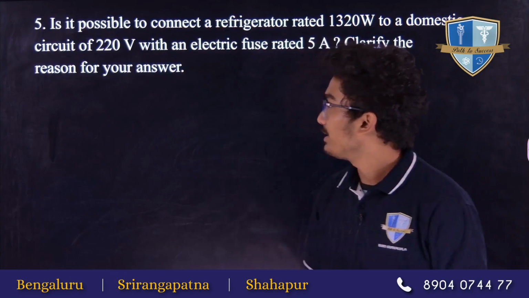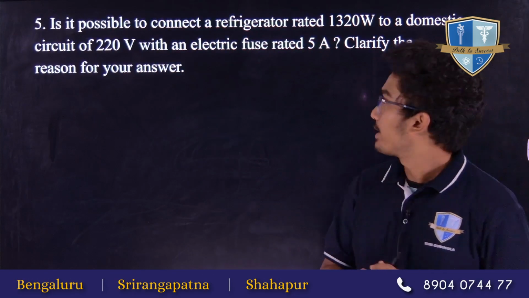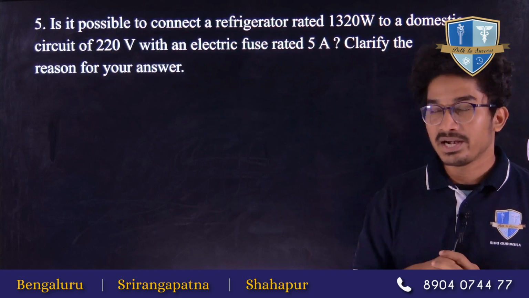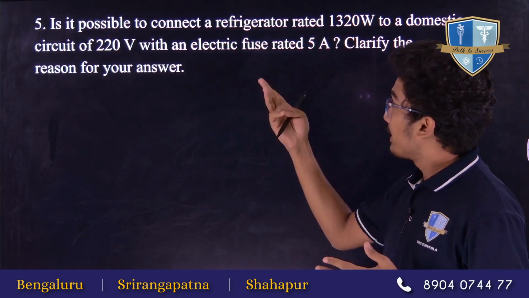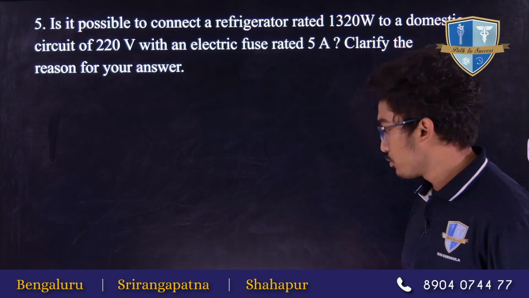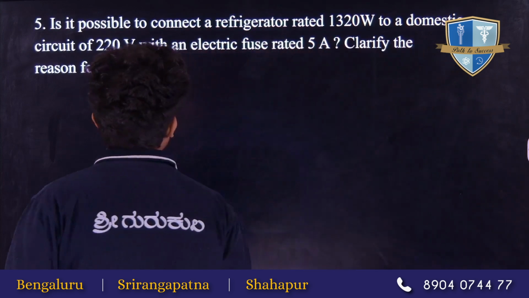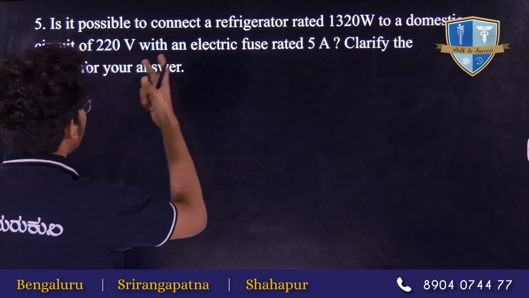So next question: is it possible to connect a refrigerator rated 1320 watt to a domestic circuit of 220 volt with an electric fuse rated 5 ampere? So what will happen if we connect a refrigerator in a domestic circuit?